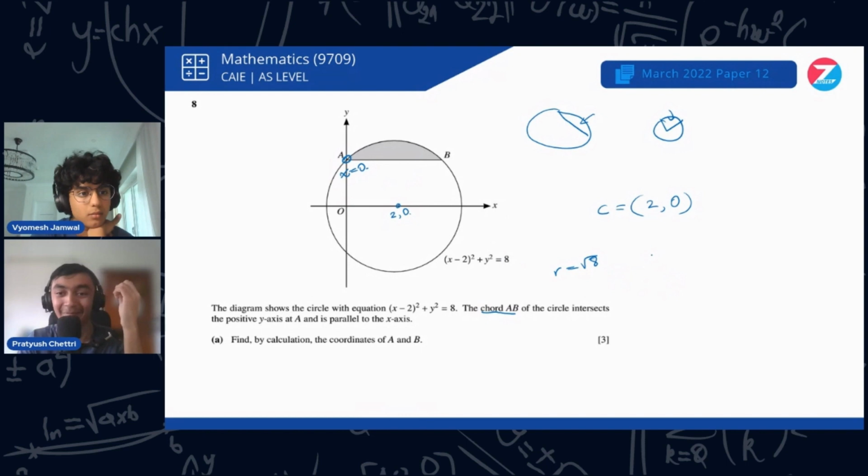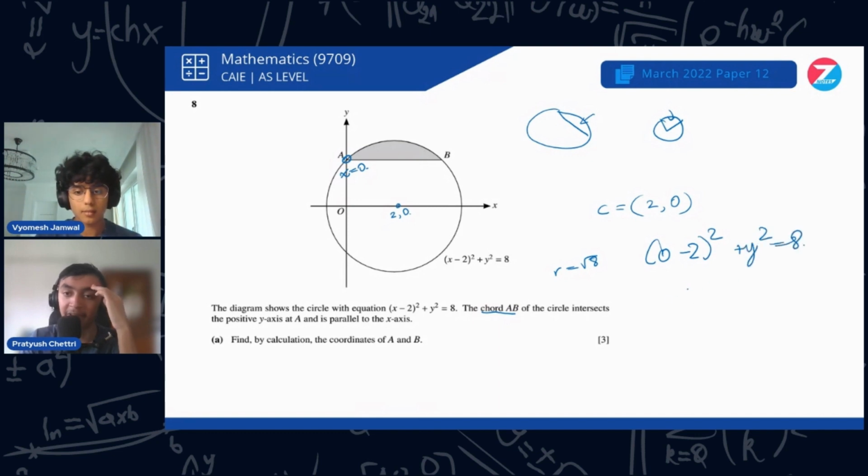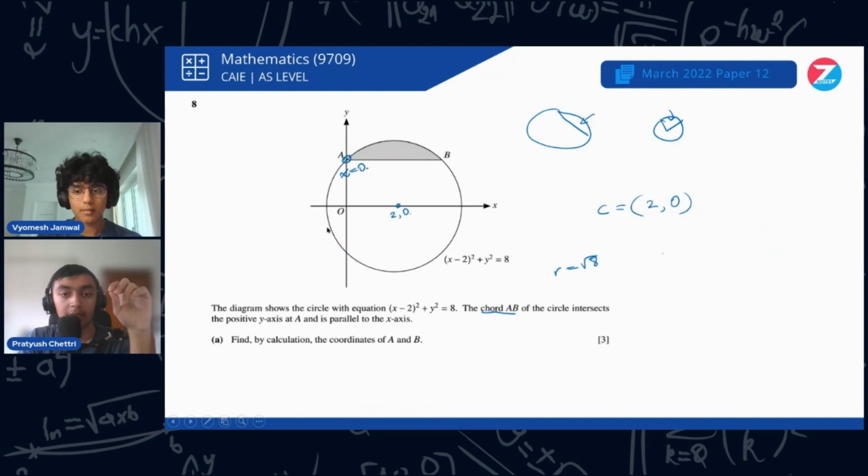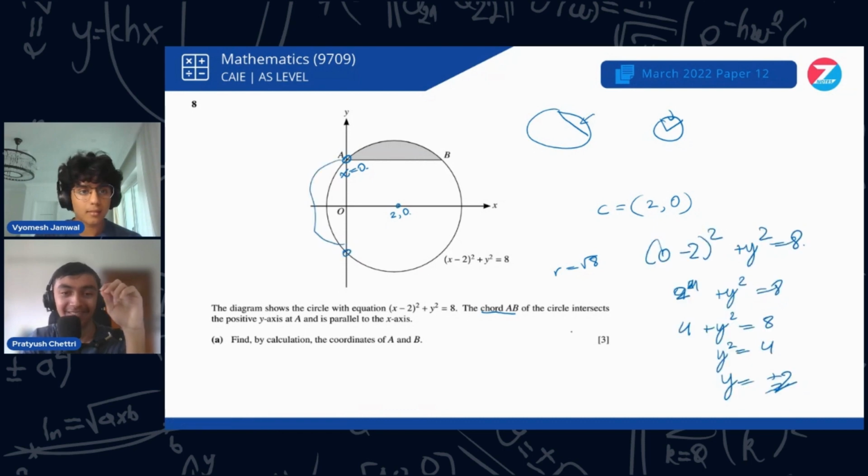So this is actually awesome because you can put this, look. X is equal to 0, right? So we're going to put that into the equation. 0 minus 2 whole squared plus y squared equals 8. And we can get the value of y very easily. 2 squared plus y squared equals 8. So 4 plus y squared equals 8. Y squared equals 4. So y could equal plus minus 2, two values. Okay, so it is indeed plus 2 because we're shown that.